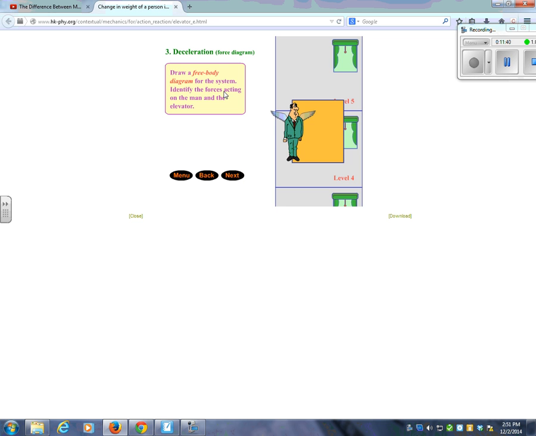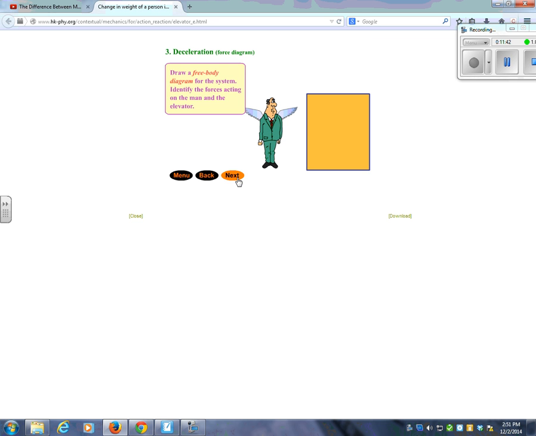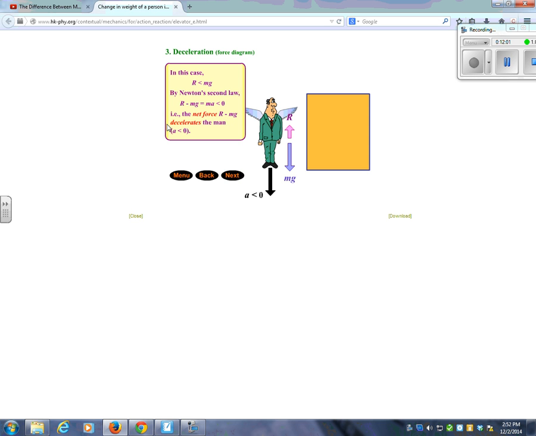Why does the man feel lighter? The Earth's gravity pulls on the man, W equals mg. This is just the man's weight when he's at rest. The floor of the elevator exerts the force R on the man, but you'll notice that it is less. Net force R minus mg decelerates the man. By Newton's third law, R is less than mg. The man becomes lighter. All you got to know is that you weigh more at the bottom, and when you go to the top, you weigh less.